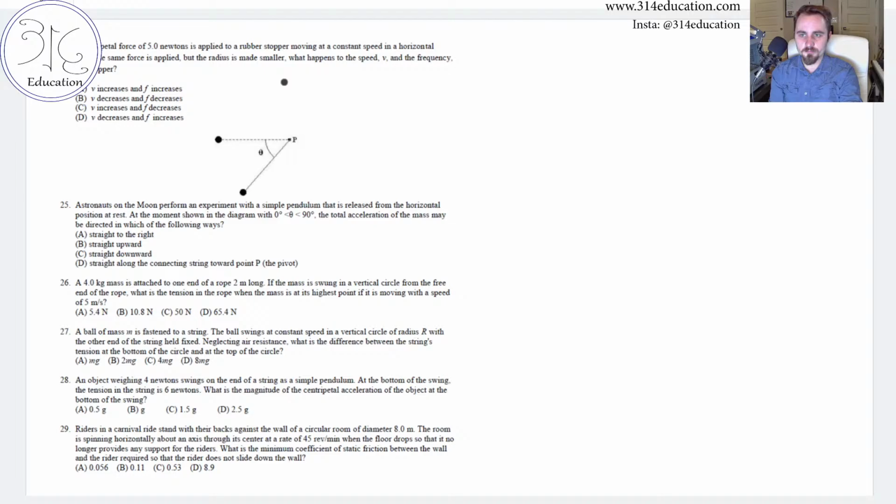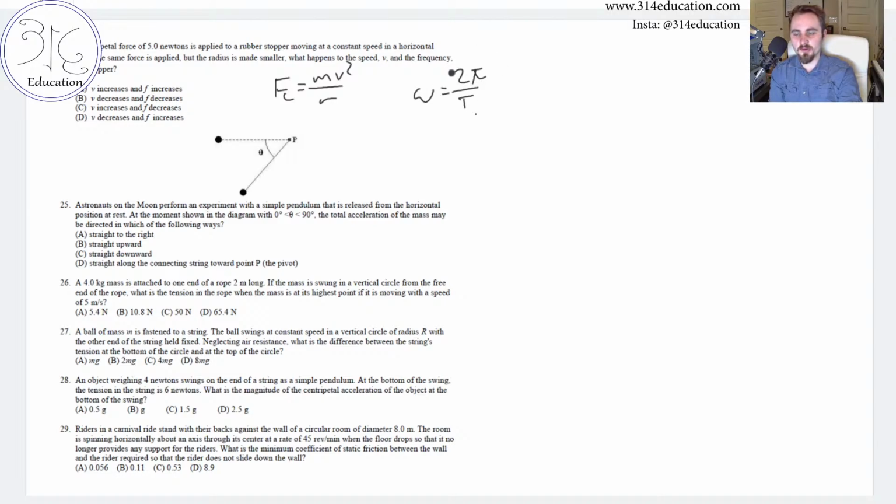So we know the Fc is given as 5 newtons. That is going to be our mv squared over r. Same force is applied, but radius shrinks. Therefore, speed goes up. If speed goes up, this is going to increase the frequency because our angular frequency is 2 pi over T. Again, it's the same logic for the velocity, where it's the angle we travel per time.